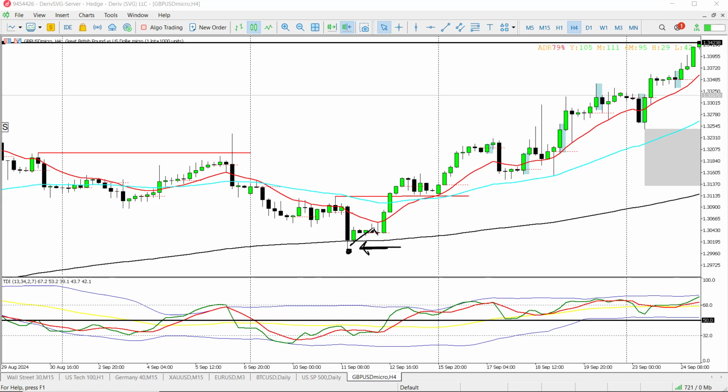Soon as we fail to take out this low, what happens? We get a BMS right here. Soon as we get a BMS, what are we looking for? We are looking for a retracement into OTE areas so that we can get a buy. So let's run a fib from this low to this high. If you notice again, price did not retrace into any of the OTE areas.